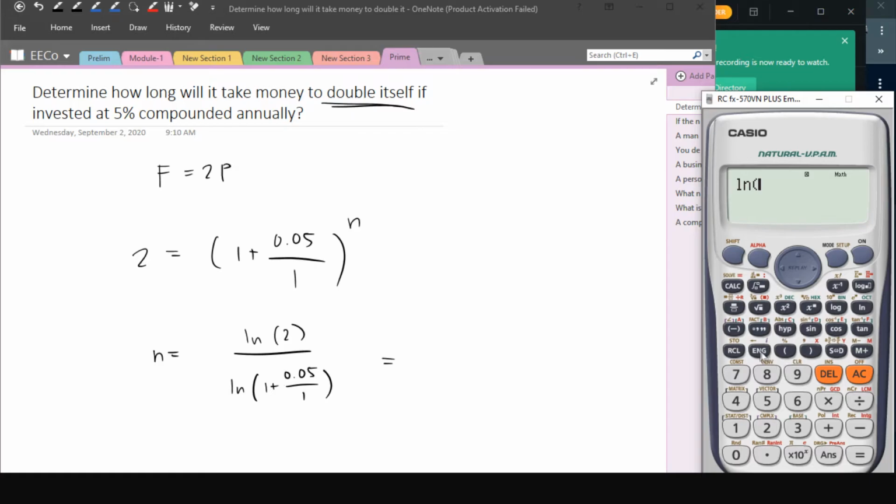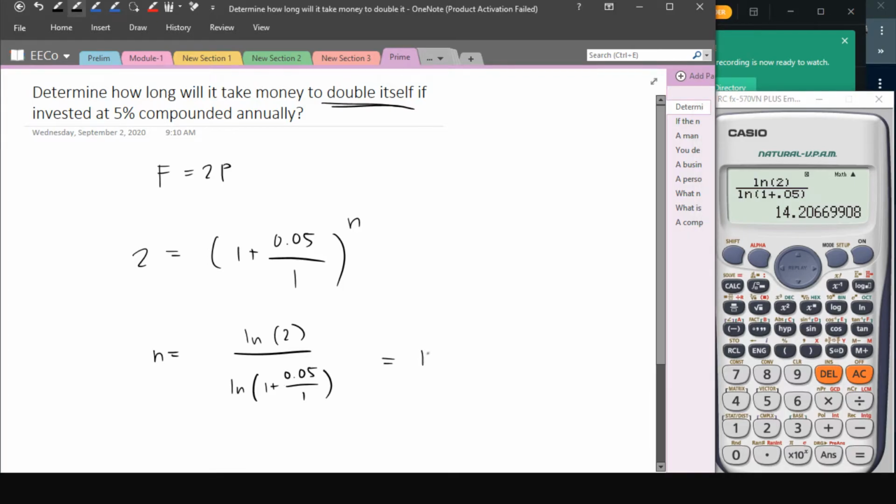So, ln of 2 divide by ln of 1 plus 0.05. So, the answer is 14.2 years. Okay? Ganun lang yun. Very basic.